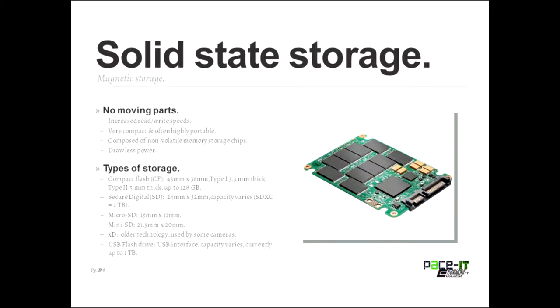Now back to the SDs. SD cards come in different sizes. The regular SD measures 24 by 32 millimeters. Mini SDs were 21.5 by 20 millimeters. And then there's the micro SDs, which are 15 by 11 millimeters. You see the micro SDs in a lot of smartphones and some of the tablets, but they're not quite as popular as the mini SDs or the regular size SDs, probably because they're a little bit easier to lose.